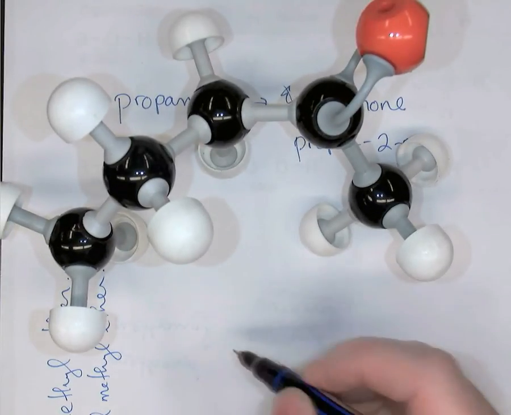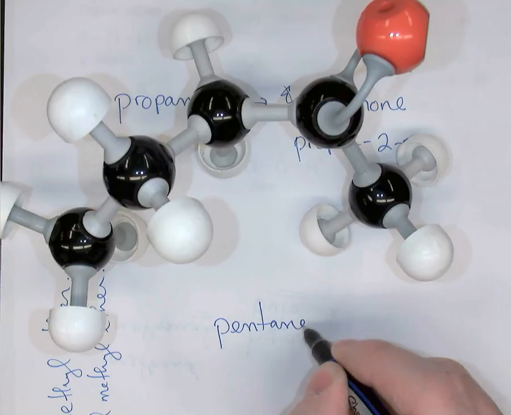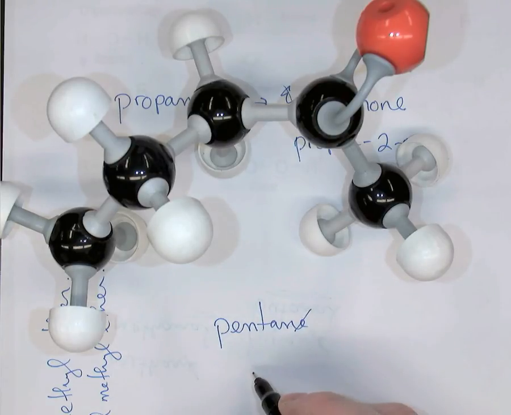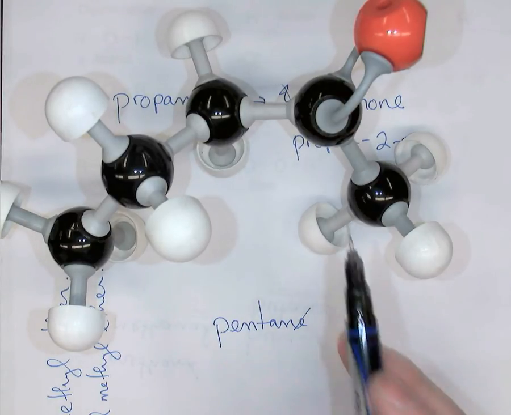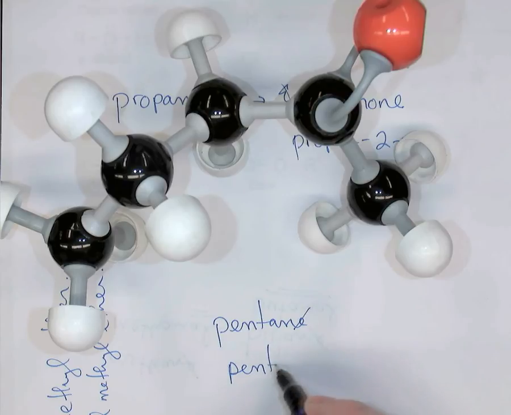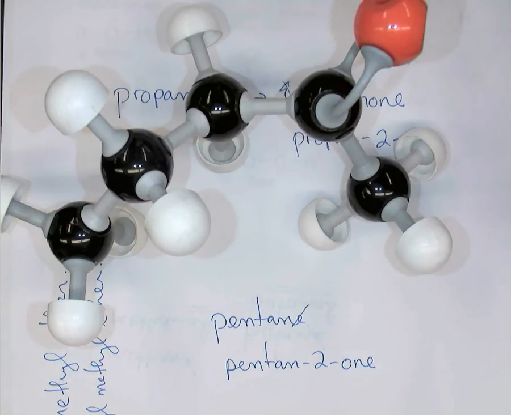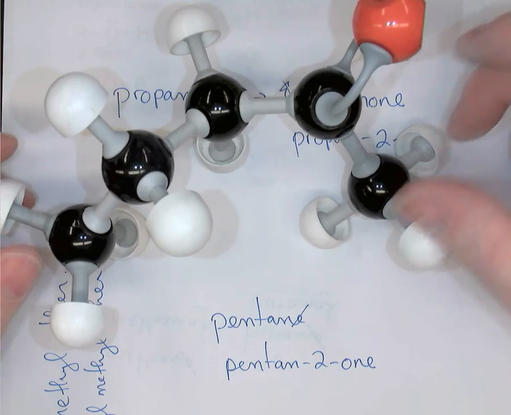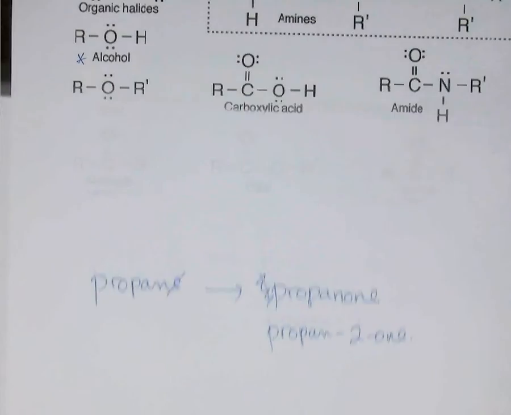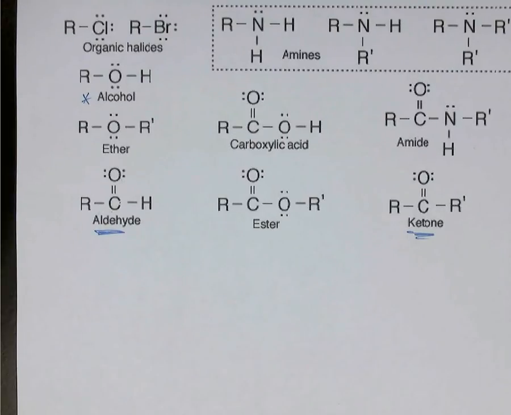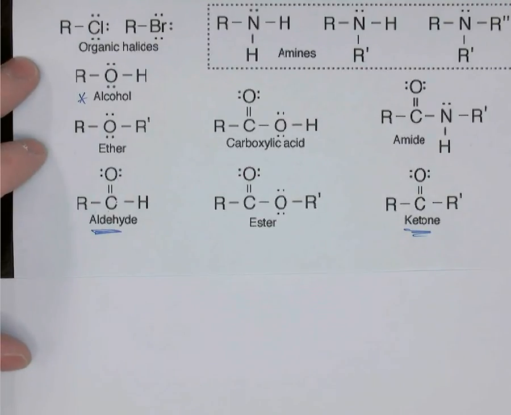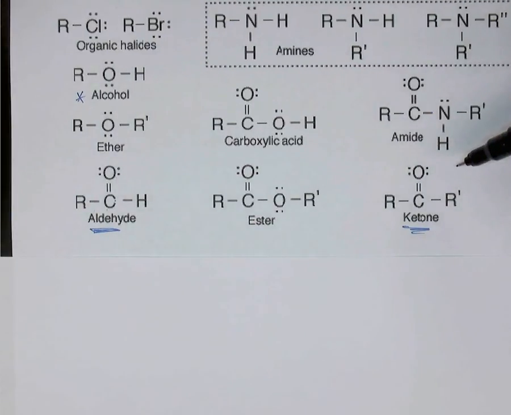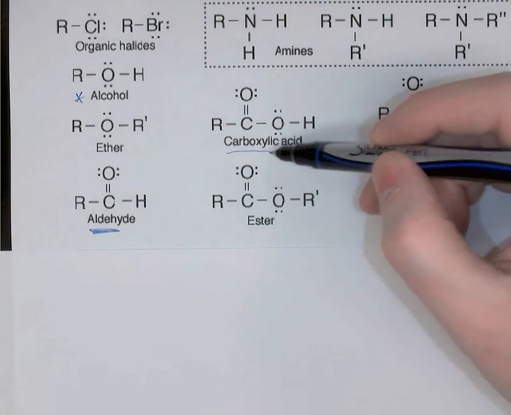So for this particular molecule's name, we'd start with pentane again, 5 carbons. We drop the E and we add -one because it's a ketone. And here it's on the 2nd carbon, so I'm going to say pentane-2-one. And again, the American system would be 2-pentanone instead. All right, so ketones and aldehydes are related because they both have carbonyl groups. The difference is that in an aldehyde, the carbonyl's terminal, it's at the end of a carbon chain, while in a ketone, the carbonyl is somewhere in the middle of the carbon chain. Next, we'll take a look at carboxylic acids.